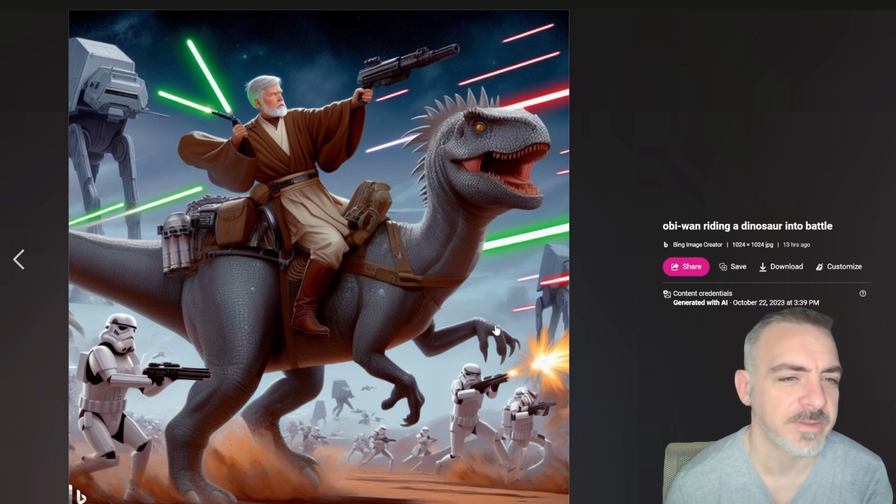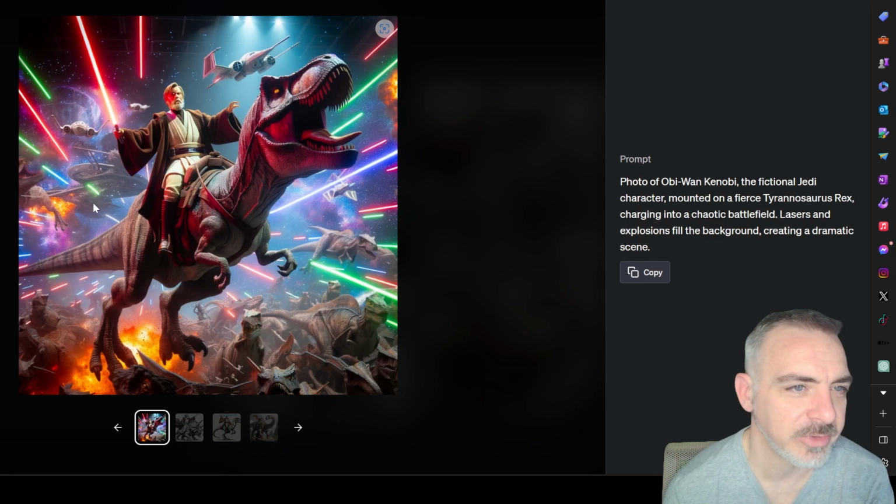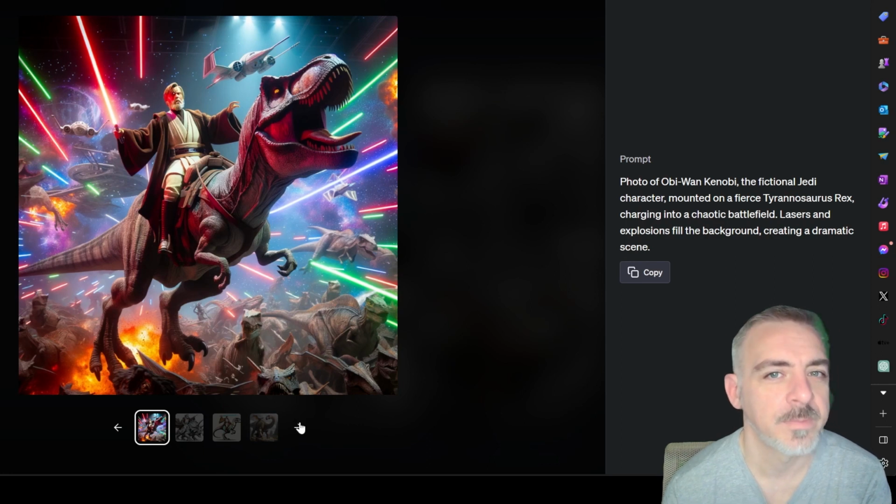Let's see if ChatGPT does the same thing. Oh, okay. So this is what ChatGPT gave us. This is amazing. The color is beautiful. There are so many dinosaurs going on, a lot of ships in the background. This is a really cool image and a much better version of Obi-Wan, although he does have a red lightsaber, so I'm not sure why that is. But this is a cool image. Let's move on and look at the next one.